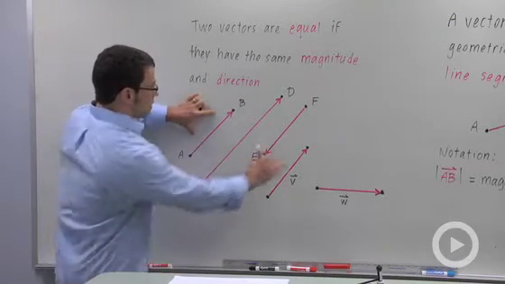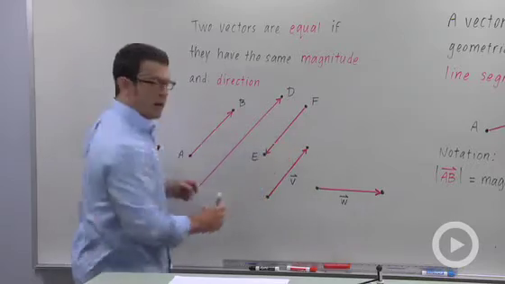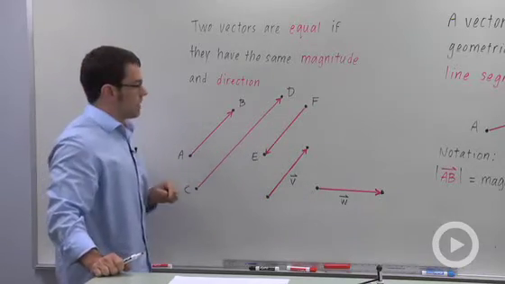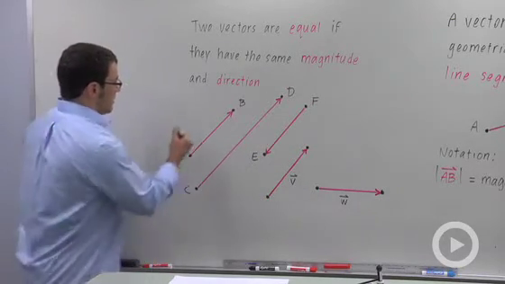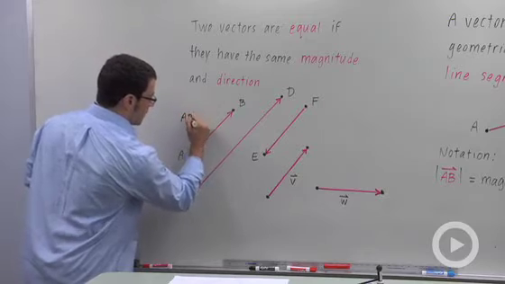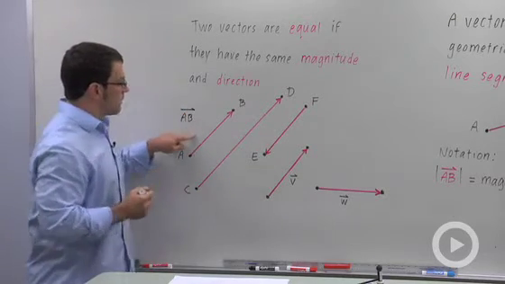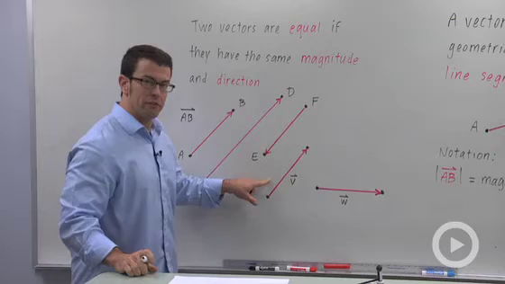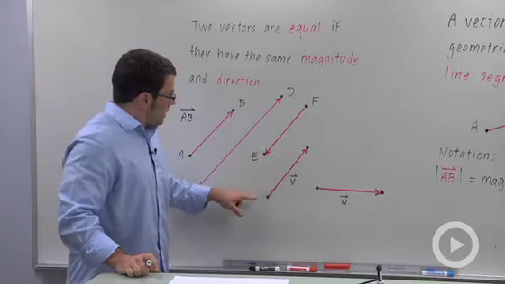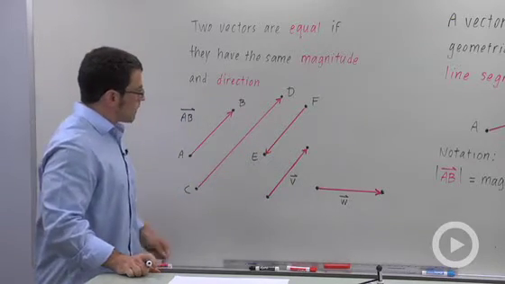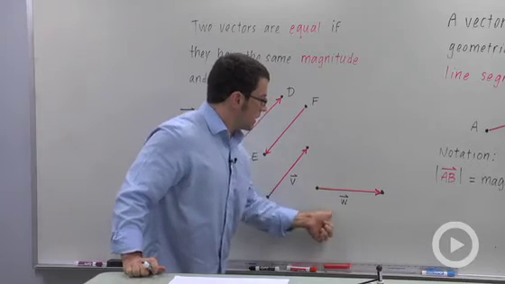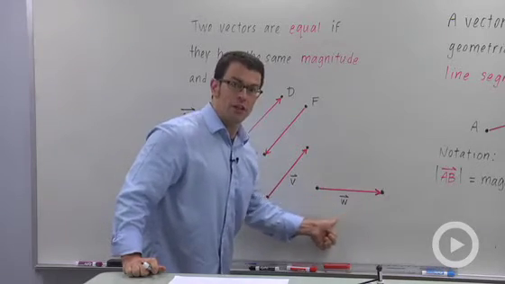Well, these two have the same length, but they have opposite directions, so they're not considered equal. This one would be called vector AB. Vector AB equals vector V, because they have the same length and direction. Another vector that has the same length is vector W, but again, it's a different direction, so it's a different vector.